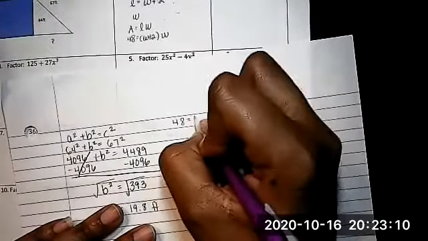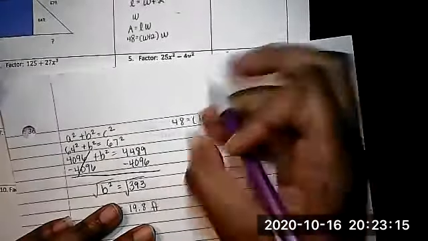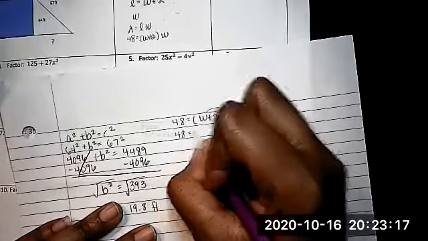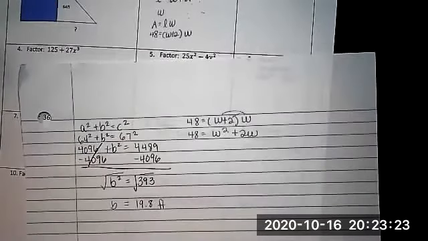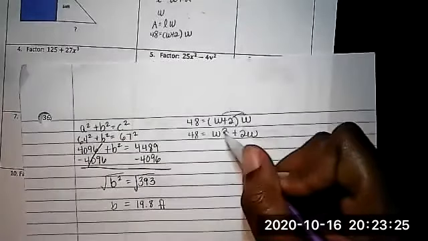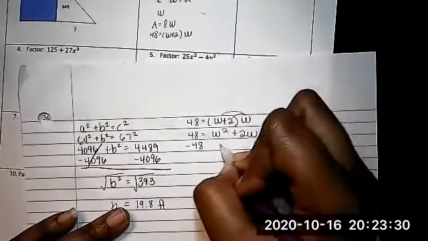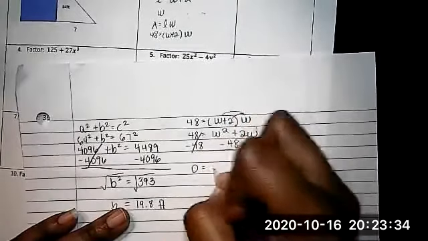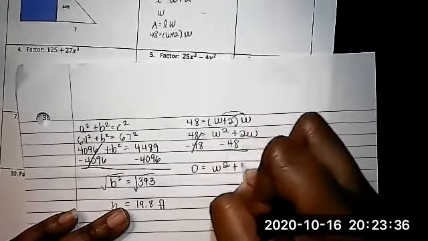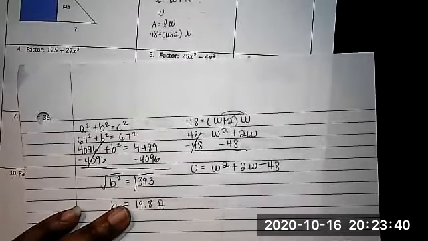48 equals w plus 2 times w. I'm going to distribute here. This becomes 48 equals w squared plus 2w, okay? So now when you have a squared value, for the most part, you're just going to get everything equal to 0 so that you can factor. So this becomes 0 equals w squared plus 2w minus 48.